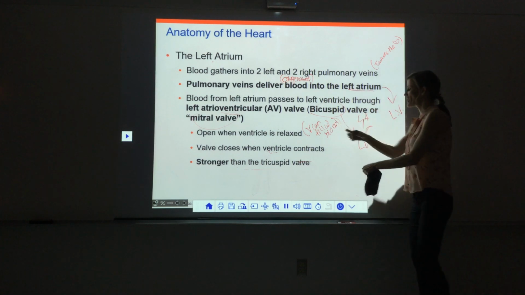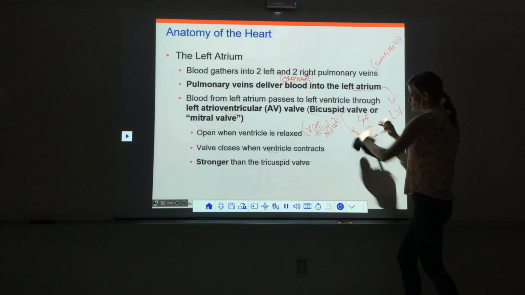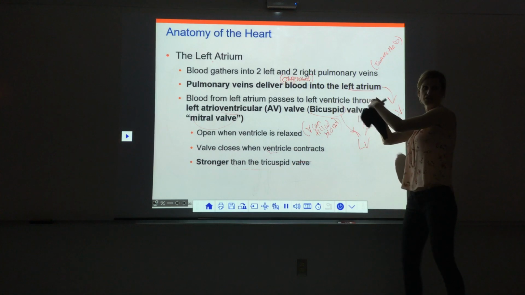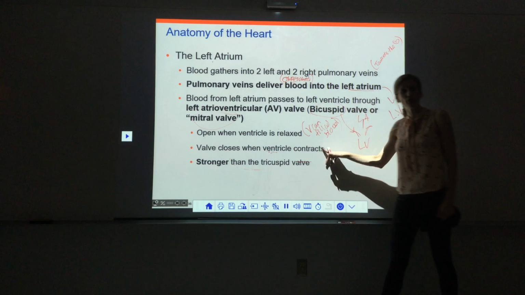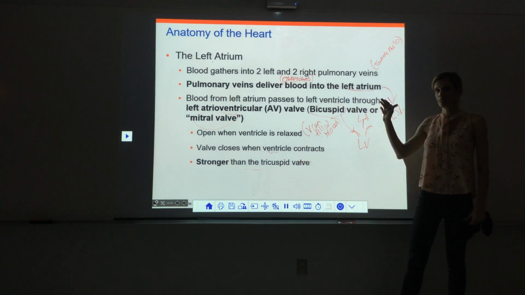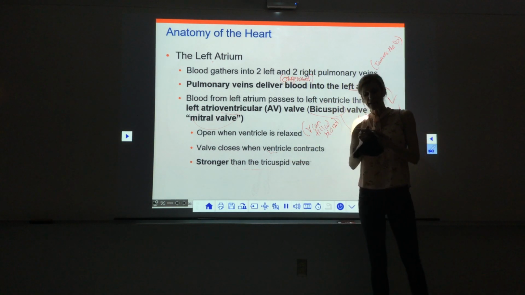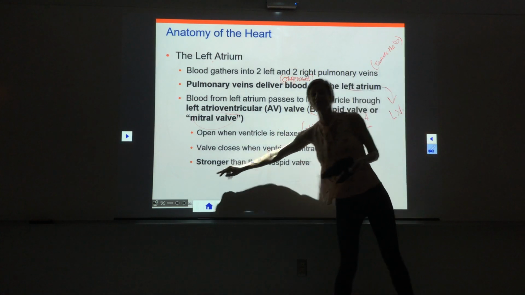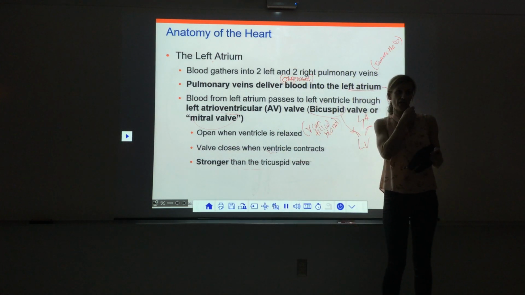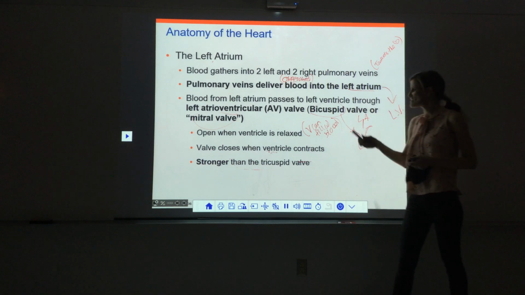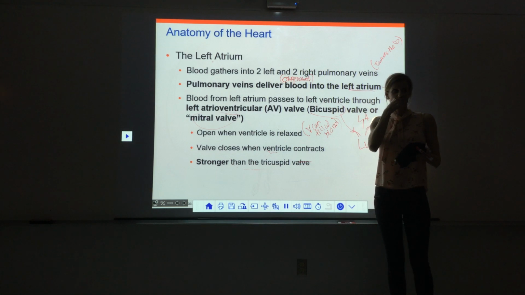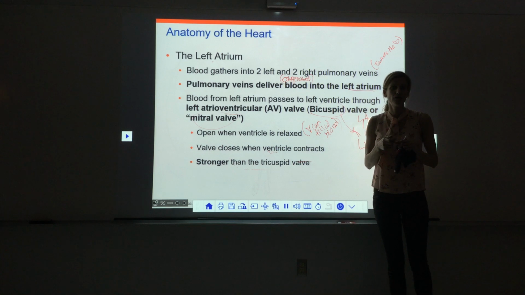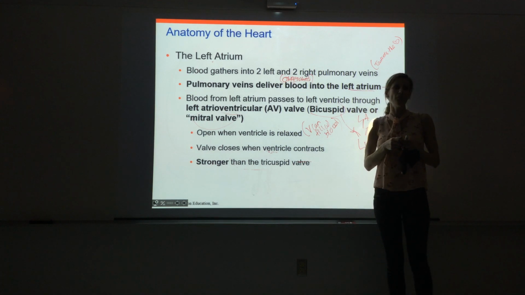And then again, just like the right side, remember when this ventricle contracts, this valve gets pushed up because we don't want what to happen? Backflow. We don't want the blood to go from the ventricle back up into the atrium. Now, when we look at this bicuspid valve, we see that it is quite a bit stronger than the tricuspid valve. Why do you think that is, that the valve on the left side would be stronger than the valve on the right? The left side's bigger. Why? Got to push blood through the whole body.